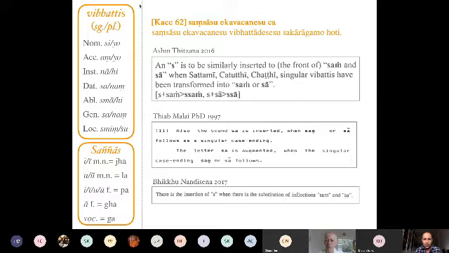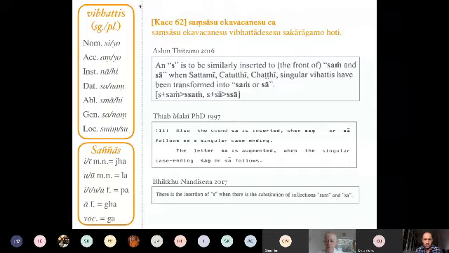So see how the translators render this rule with the comment. "And S is to be similarly inserted to the front of sam and sa when sattami, chatutti, chatti singular vibhattis have been transformed into sam or sa." And then another possible translation: "Also the sound sa is inserted when sam or sa follows as a singular case ending." That will be a translation only of the sutta, and the translation of the vutti: the letter sa is augmented when the singular case ending sam or sa follows.